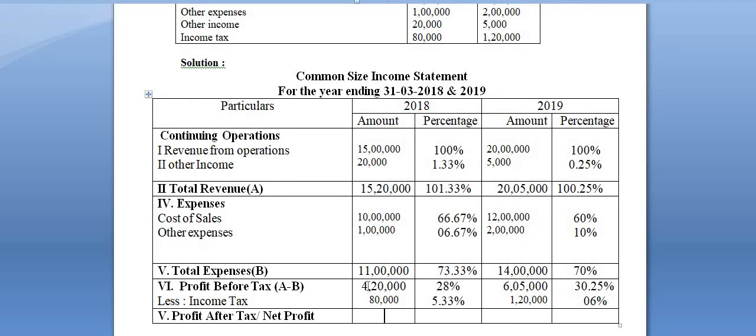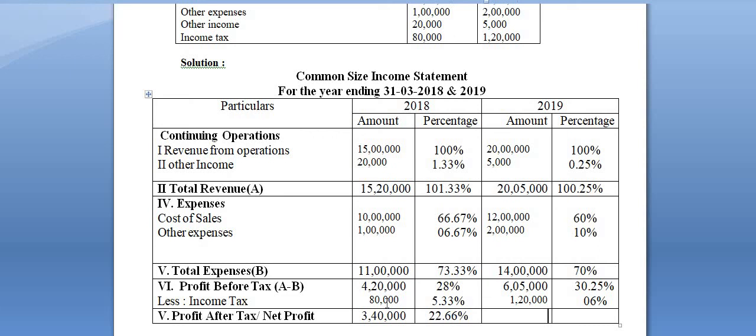Okay, now last one is profit after tax. Profit before tax is 4,20,000. Income tax is 80,000. So 4,20,000 minus 80,000, balance is 3,40,000. So 3,40,000 divided by 15 lakh into 100 is equal to 22.66%. Okay. Next one.